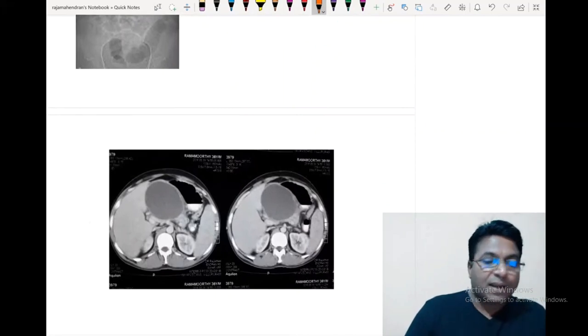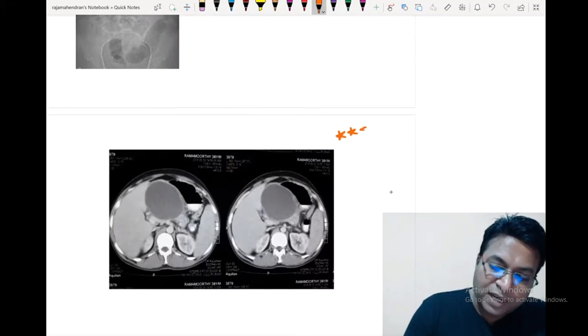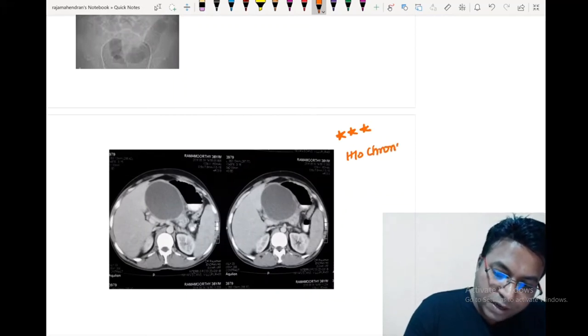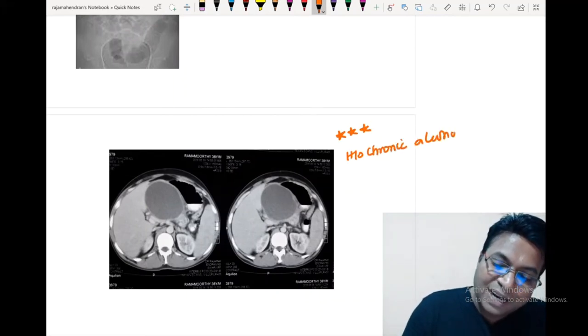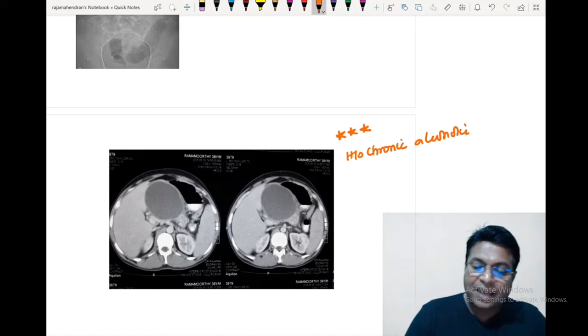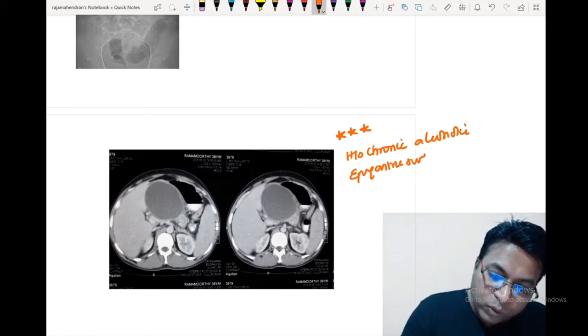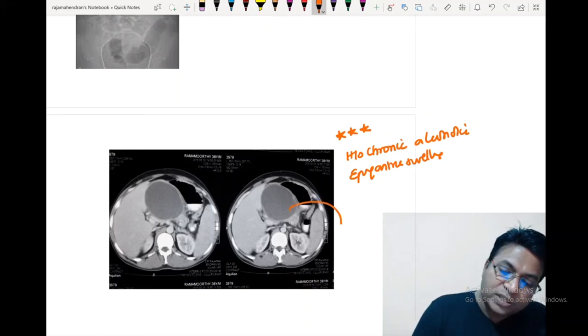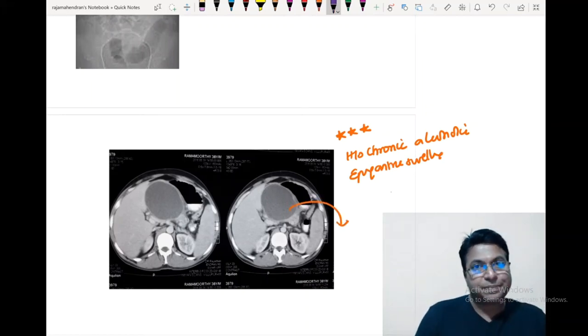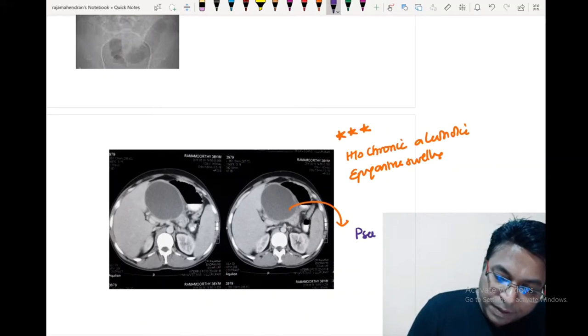So this question can come for you as an image based question. Please don't forget, the question will have a history of chronic alcoholism. The patient recovered from pancreatitis recently, and now presents to you with an epigastric swelling. When you take a CT scan, it shows a huge cyst. What is the diagnosis? It is pseudocyst of pancreas.